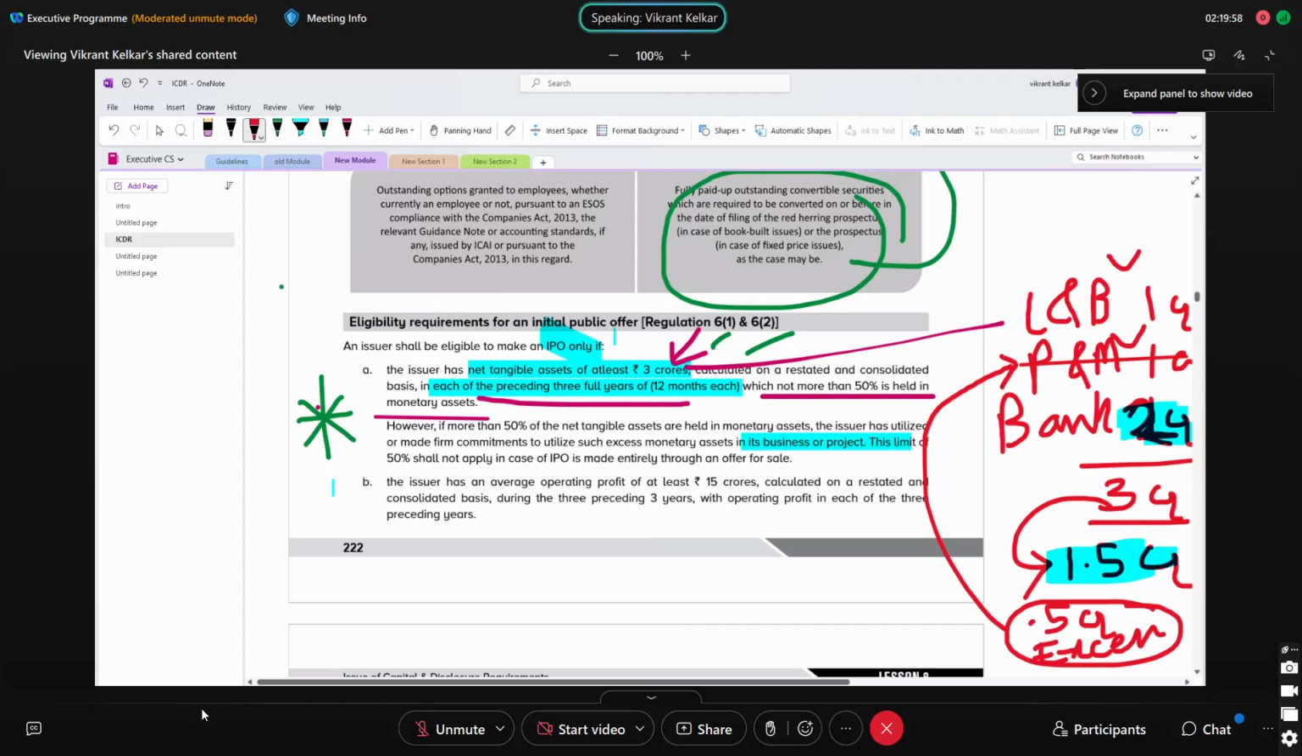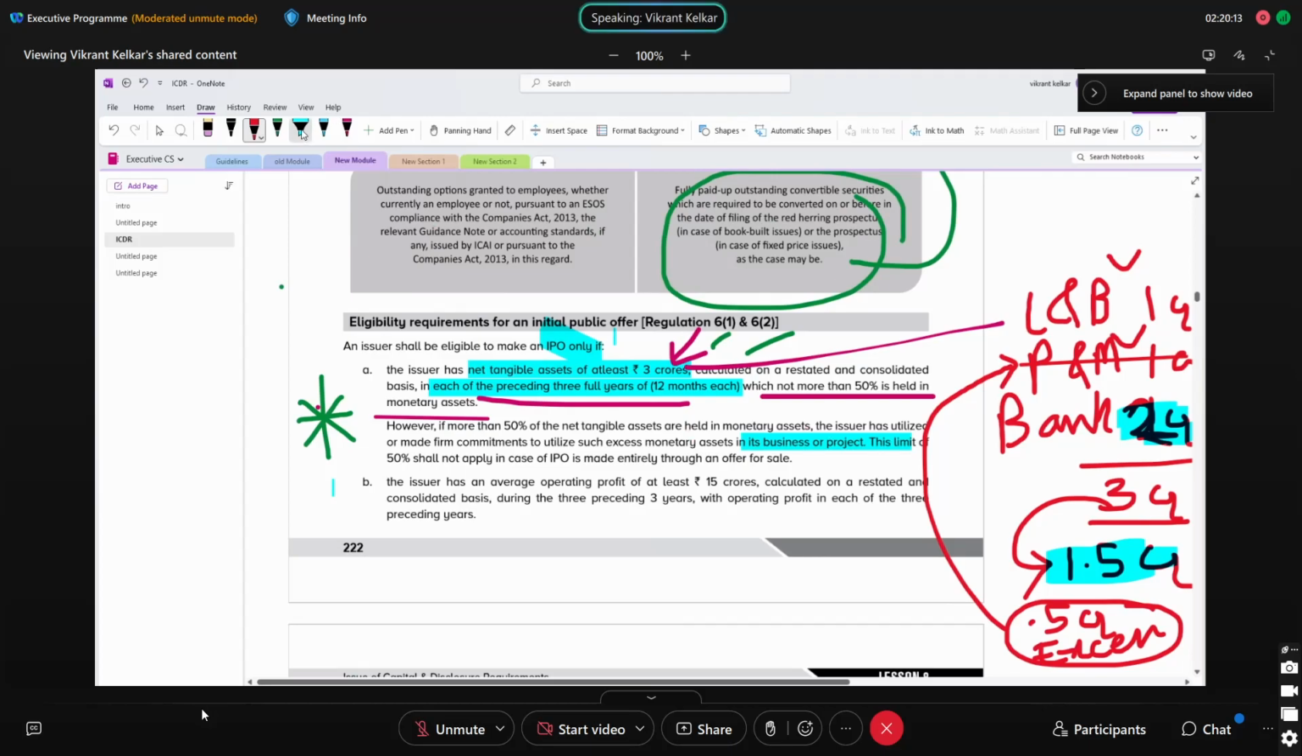So technically you should not have more than 50%. Secondly, you can have more than 50%, but you have to show that these assets are to be required for what? Purchasing another assets. This is the first condition.